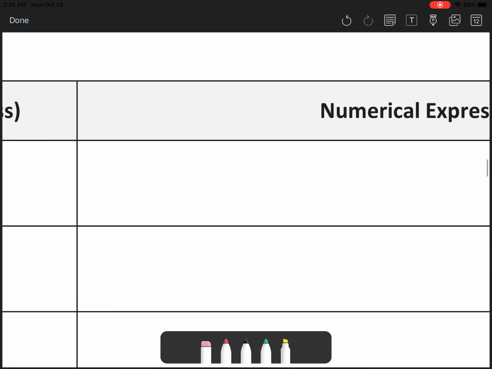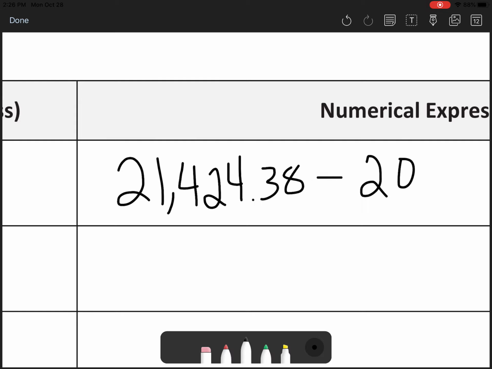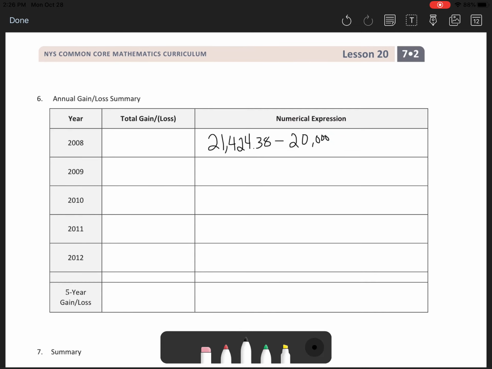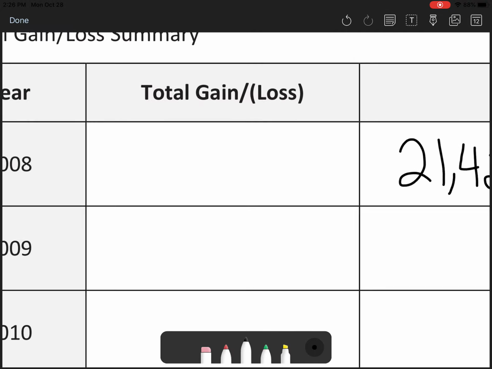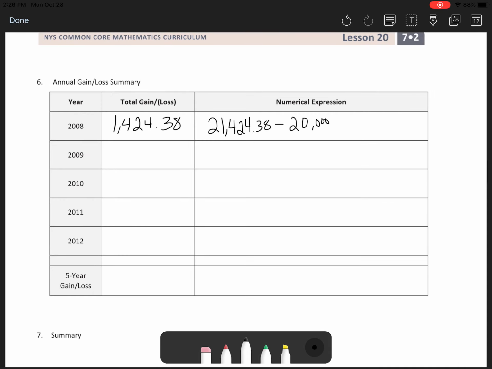So $21,424.38 minus my original investment of $20,000, and that's going to give me how much I gained in 2008. So in 2008, I earned $1,424.38 from doing the math from the expression that I just created. I'm going to go through all 5 years, make sure that I get all 5 years, and then I'm going to know my 5-year loss and gain, which is just the total of all 5 of these numbers.